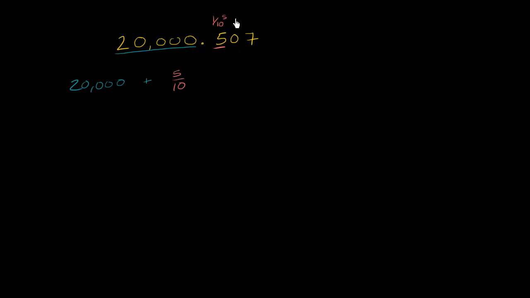Then we have 0 hundredths. I'll write that as a hundredths place just so that we can keep track of it. And then finally, we have 7/1000ths. That's the thousandths place. So we could write that plus 7/1000ths.